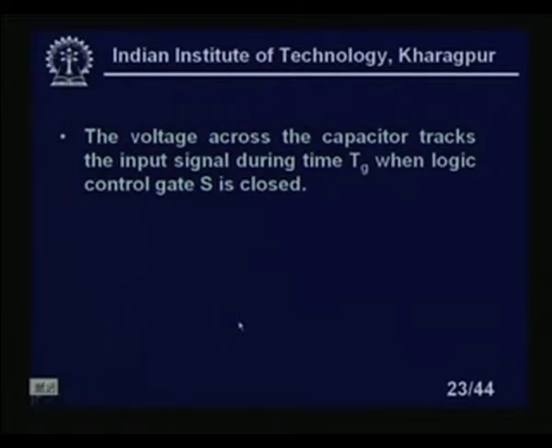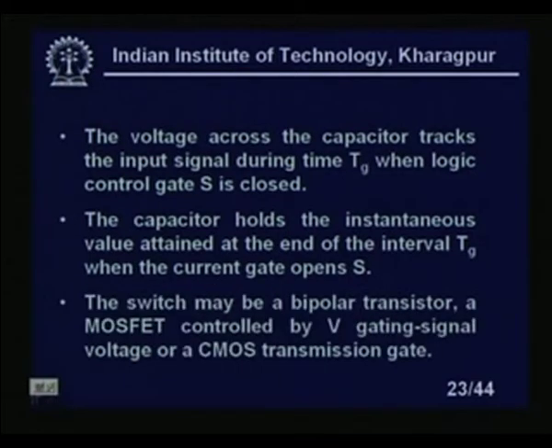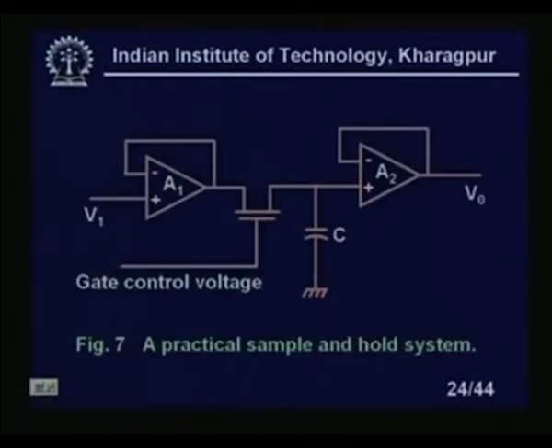Now, the voltage across the capacitor tracks the input signal during the time Tg when the logic control gate S is closed. I can use some MOS gates also for this purpose. The capacitor holds the instantaneous value attained at the end of the interval Tg when the gate opens S. So, it holds the charge. The switch may be a bipolar transistor or a MOSFET controlled by V gating the signal voltage, or a CMOS transmission gate. These are examples.